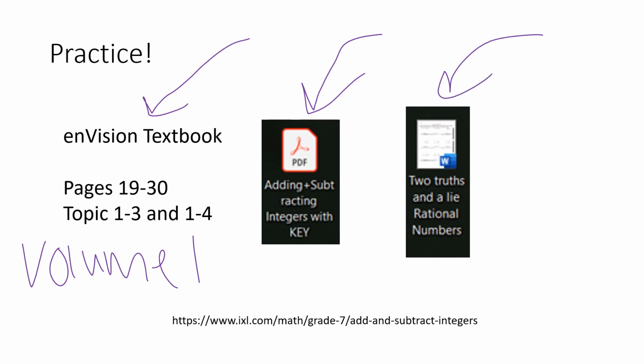And then we actually did this earlier in the year, but if you feel like you've got adding and subtracting integers and you want a bit more of a challenge, you can look at two truths and a lie rational numbers. So you're still adding and subtracting positive and negative numbers, but some of the numbers you're going to be dealing with are fractions and decimals. And then lastly, this link that I'll also put in the folder is online practice from IXL for adding and subtracting integers.